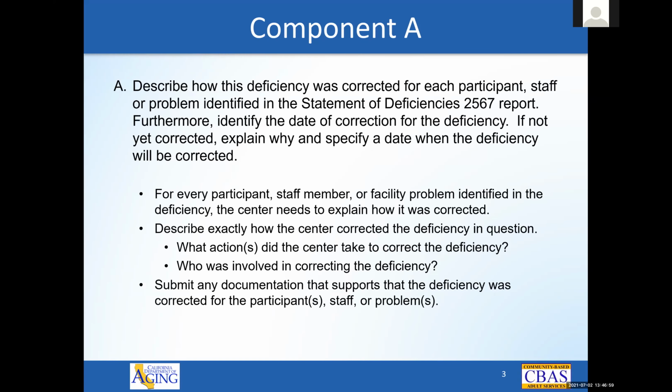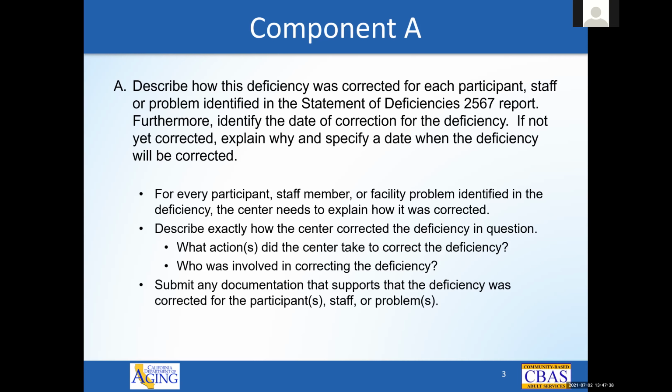For component A, here you will describe how the deficiency was corrected for each participant, staff, or problem identified in the Statement of Deficiencies 2567 report. Furthermore, identify the date of the correction for the deficiency, and if not yet corrected, explain why and specify a date when the deficiency will be corrected. So for every participant, staff member, or facility problem identified in the deficiency, the center needs to explain how it was corrected for those specific individuals or for that specific problem with the center.